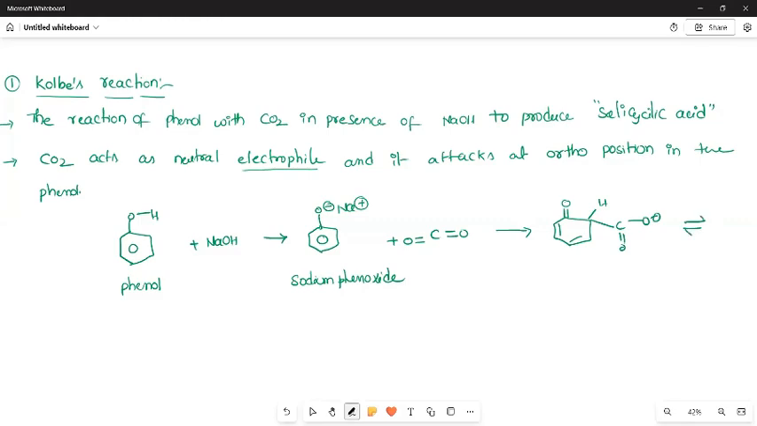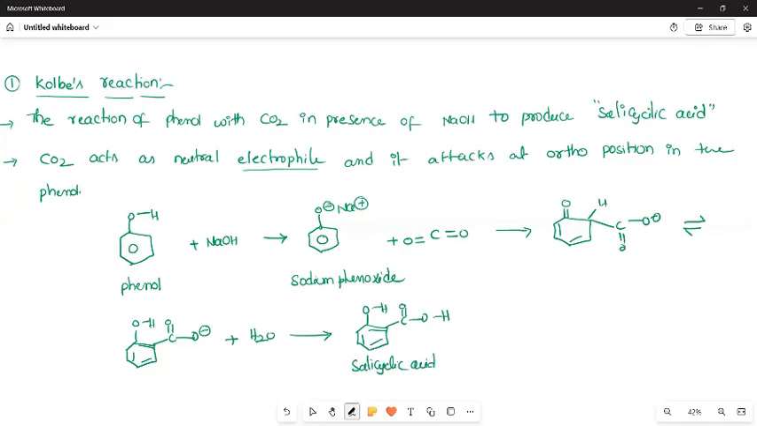This undergoes tautomerization and will produce phenoxide with carboxylate, C double bond O minus. This is followed by hydrolysis, which will produce OH and C double bond OH. This is called salicylic acid. At the same time, it will release one OH minus from water.